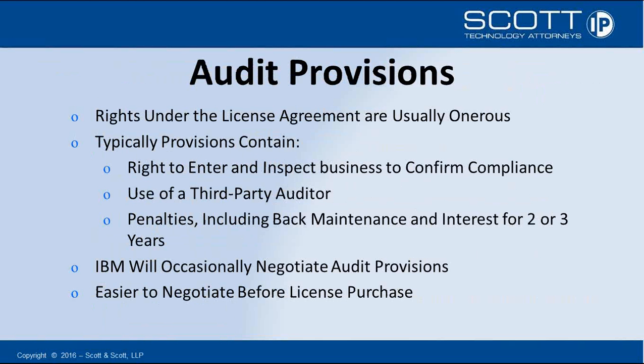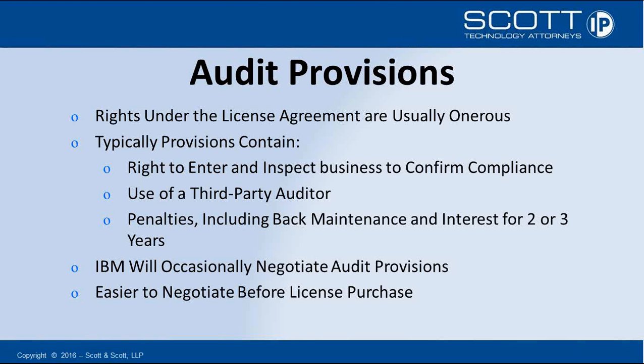So let's talk about these audit provisions. What are IBM's rights typically? IBM often has the right to enter the office and inspect a business's books and records to confirm compliance. IBM doesn't use that right on its own. IBM typically delegates that right to an auditor, either KPMG or Ernst & Young or Deloitte.